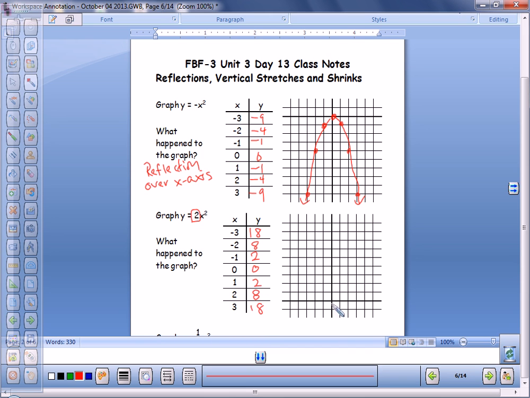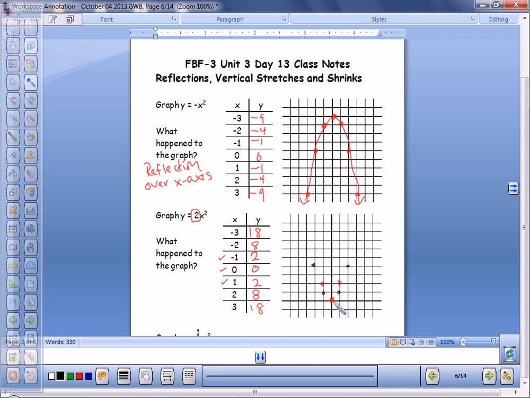So what this does is it takes that parent graph that we've looked at several times, and it stretches it vertically. So see, now we have the points 0, 0, negative 1, 2, and 1, 2. On the parent graph, the parent looks like this. I'm going to draw the parent in here in black, just so we can see the difference. These are the points on the parent graph, the ones in black.